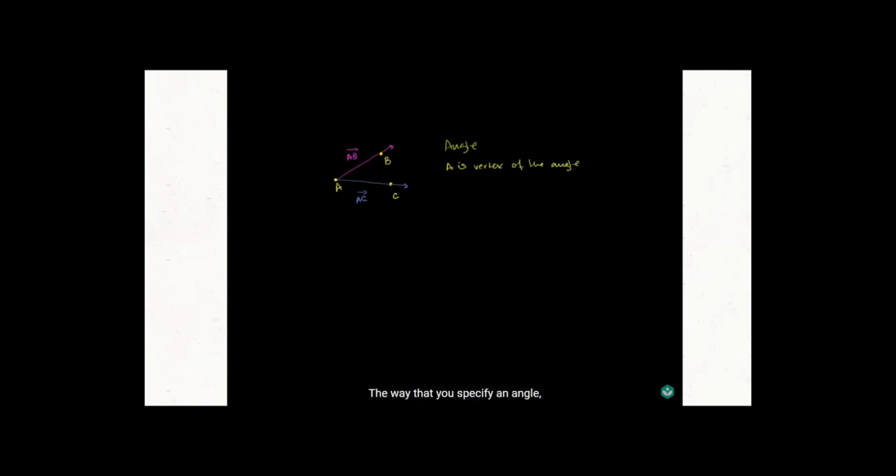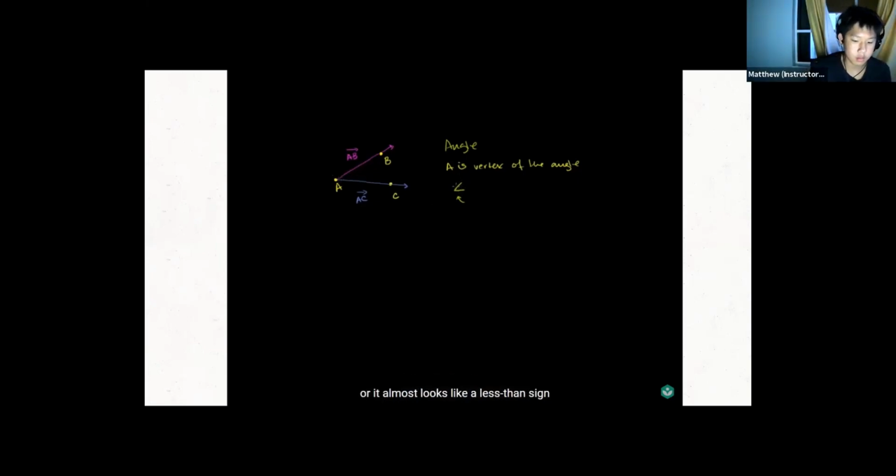So the way that you specify an angle, and hopefully this will make sense in a second, is that you say angle. This is the symbol for angle, and it actually looks strangely similar to this angle right over here. It almost looks like a less than sign, but it's not quite. It's flat on the bottom right over here. This is the symbol for angle. You'd say angle BAC, or you could say angle CAB. In either case, they're specifying this corner, or sometimes you could view it as this opening right over here. And the important thing to realize is that you have the vertex in the middle of the letters.